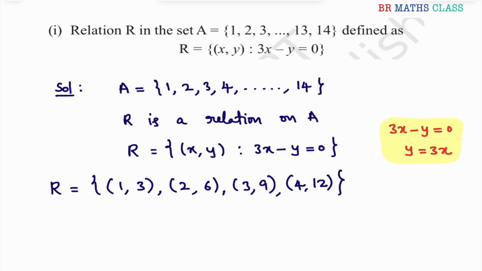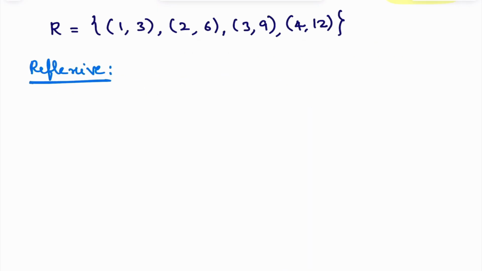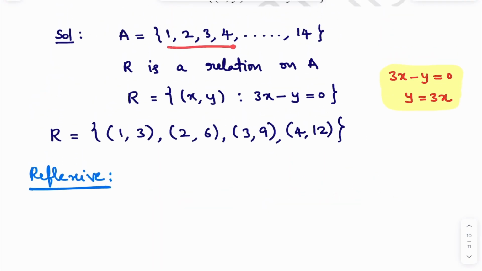Now it is easy for us to check whether the relation is reflexive or symmetric or transitive. Now I'll check whether this relation is reflexive or not. What is a reflexive relation? For every x in set A, the ordered pair x comma x must belong to the relation. This is what we learned in second class, the reflexive relation definition. Here, what is set A? Set A is like this. You need to check for every element in set A that the respective ordered pair x comma x belongs to the relation or not.